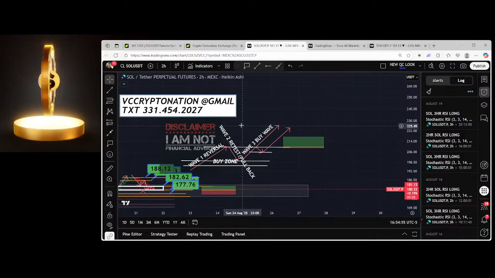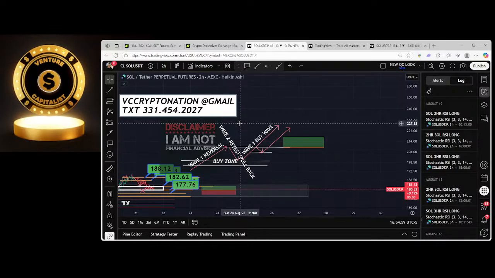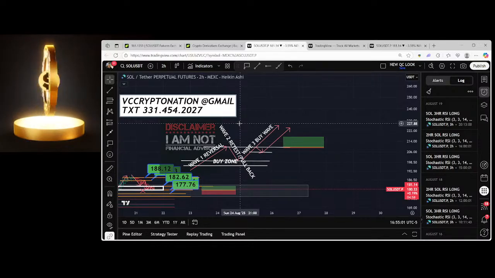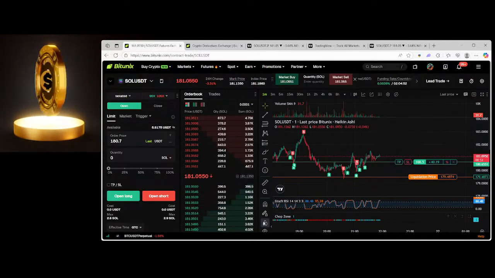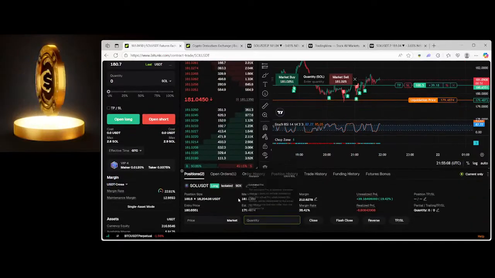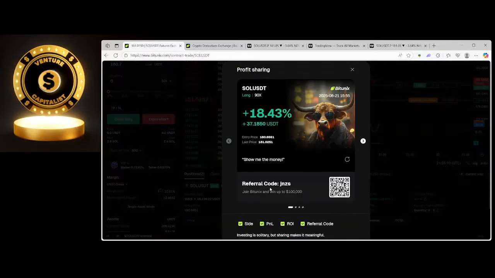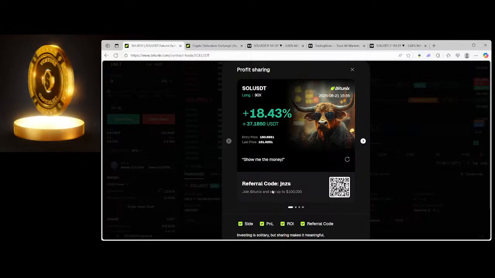Now, what we were talking about, oh, that's what I was going to show you. Somebody asked something about copy trading. So come down here, you can see. Okay, so you see right there, you can screenshot that. This is what we use right here.